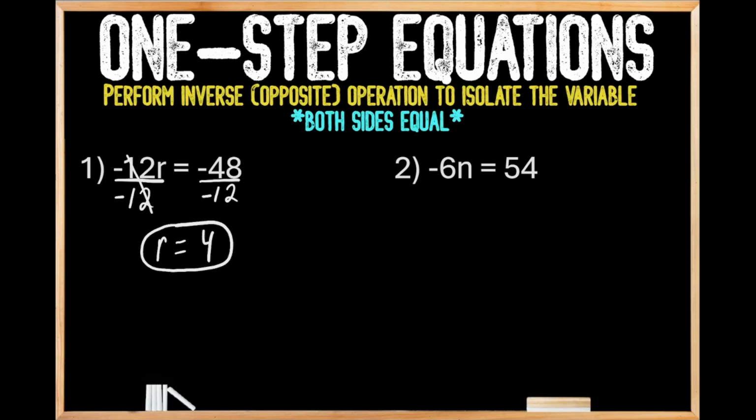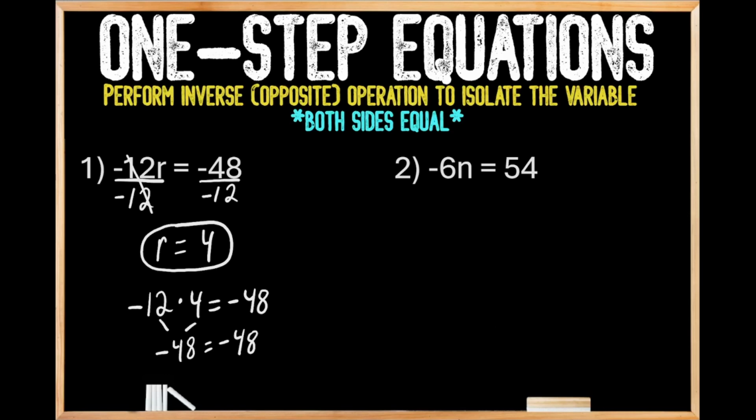And if we want to double check this, just to make sure that we have the correct answer, we're going to plug in our value for r in our original problem. So we have negative 12 times 4 equals negative 48. And now here, since we're multiplying a negative by a positive, we're going to get a negative product. So when we multiply negative 12 by 4, we get negative 48. And then since both sides of this equation are equal, it means that we have the correct answer. R is equal to 4.